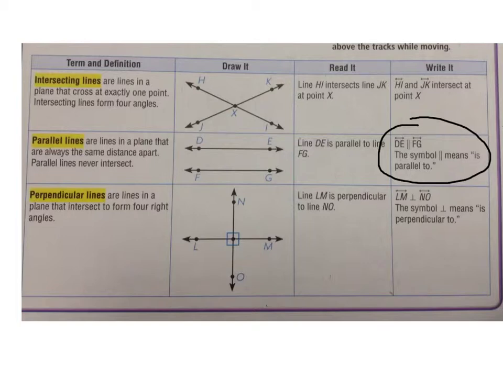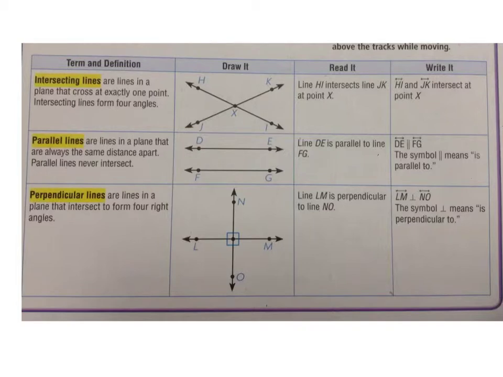And then the last type of lines are perpendicular lines, and they are a special type of intersecting lines. Those lines intersect and they make right angles. It says line LM is perpendicular to line NO. And you can see that symbol over here in between line LM and line NO. It looks like an upside down capital T. That means that those are perpendicular to. So if you see that symbol, that means you need to make them perpendicular.